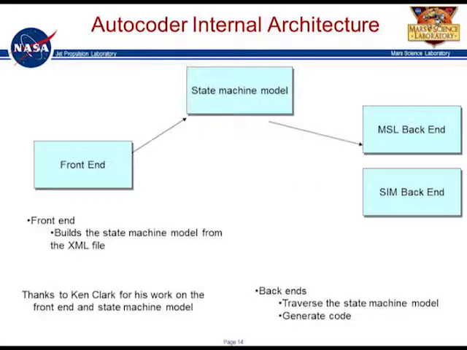This is a little overview of the internals of the autocoder. We have a front end which reads in an XML file. This XML file is the storage format used by the MagicDraw tool. So we can parse that all in, and we build up a little model of the state machine. This is written in Java, by the way. We build up a bunch of Java classes, and then we have separate Java classes that actually do the code generation. They basically walk through the state machine model. And we had several backends. This has actually been successful in that we have different backends for different flight projects.